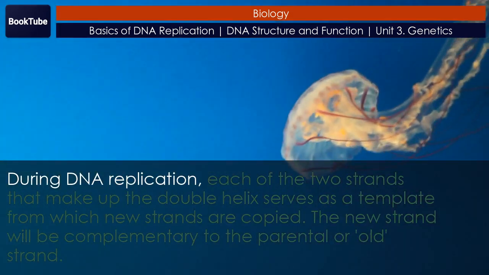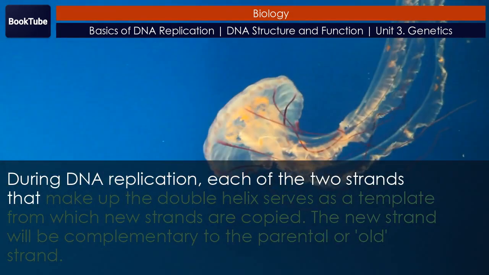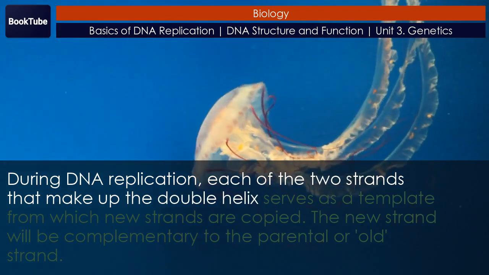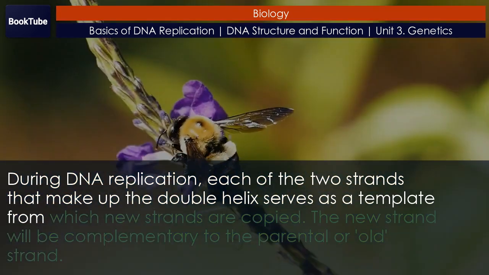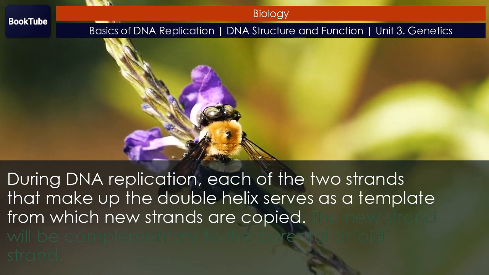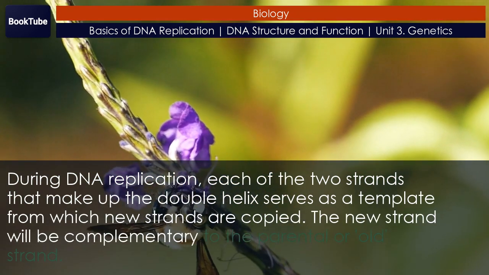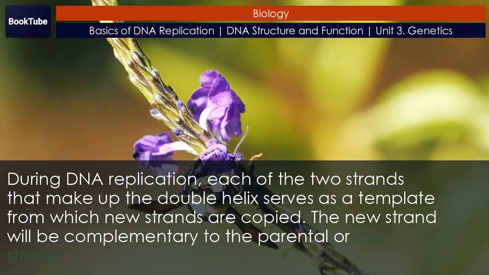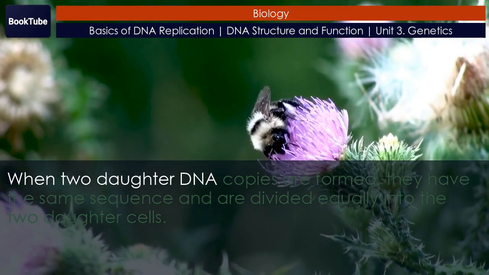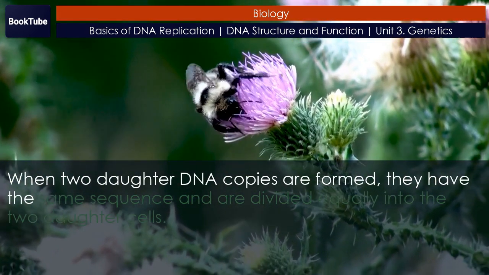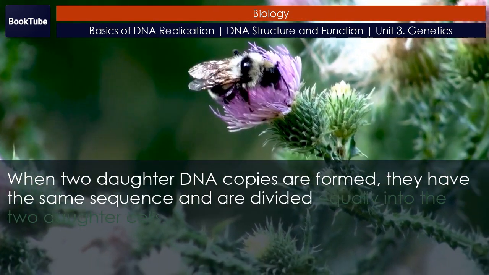During DNA replication, each of the two strands that make up the double helix serves as a template from which new strands are copied. The new strand will be complementary to the parental or old strand. When two daughter DNA copies are formed, they have the same sequence and are divided equally into the two daughter cells.